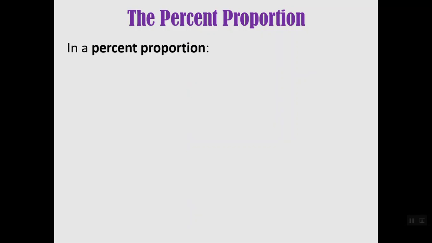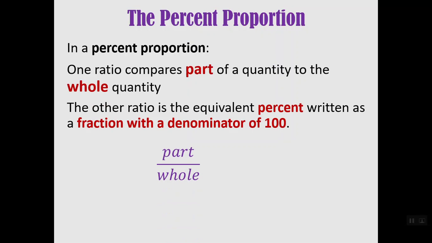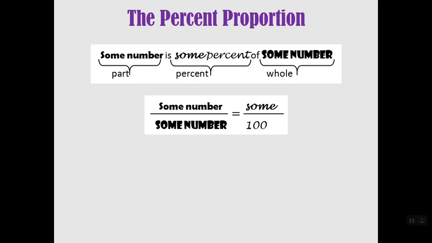All right, we're going to be solving some problems now where we have some missing information. We're going to utilize a proportion called the percent proportion. It has two parts, of course, because a proportion is two ratios equal to one another. One ratio compares part of a quantity to the whole quantity, part to the whole. The other ratio is the equivalent percent written as a fraction with a denominator of 100. So there's our proportion, part to whole equals percent to 100.